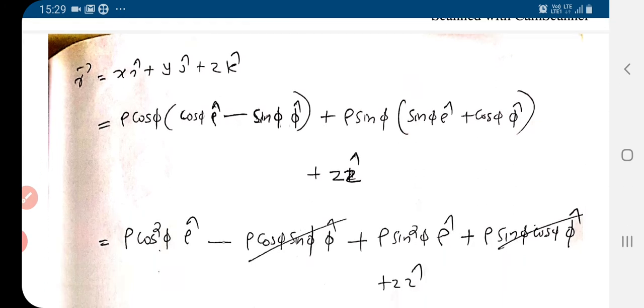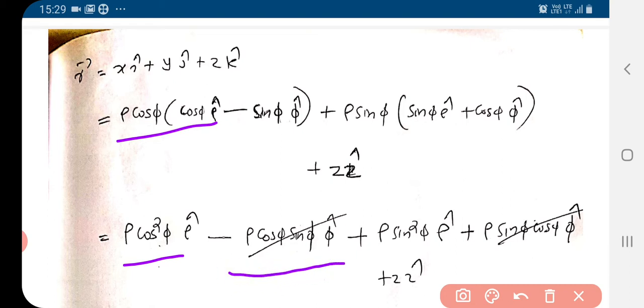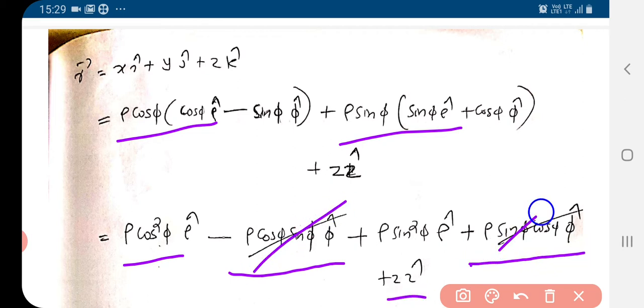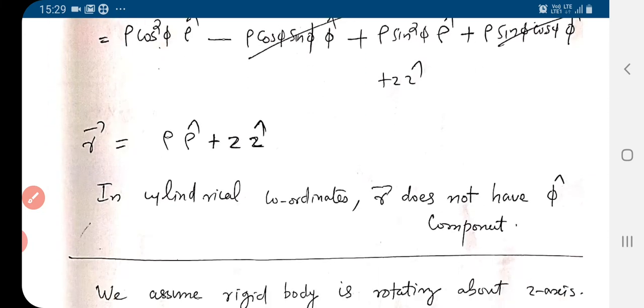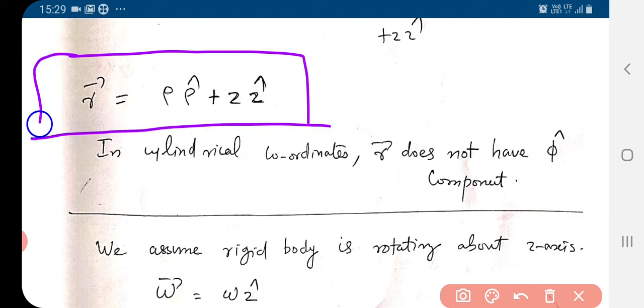Okay. Now as we expand this, we have rho cos square phi rho here, minus rho cos phi sin phi phi here, rho sin square phi rho, then rho sin phi cos phi phi. Cancel this, and as we combine, we get vector r in cylindrical coordinate system as equal to rho unit vector rho plus z unit vector z.